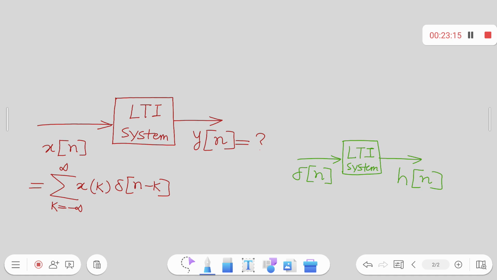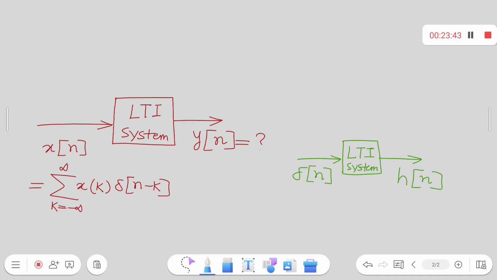And now we try to identify the three operations with the three properties of an LTI system. What are those three properties we have discussed? Additivity, homogeneity, and shift invariance. And here, we have represented this signal x of n in such a way that it incorporates all these three operations.